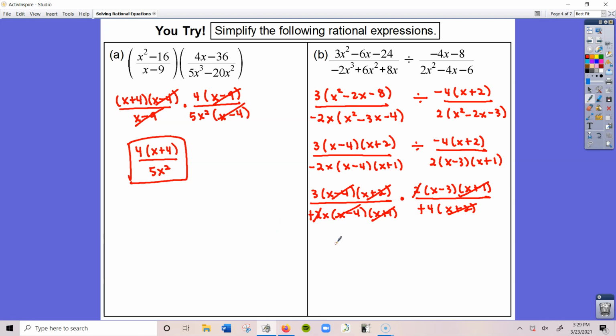So now we write down what's left. In the numerator, all I have is this 3 and then the x minus 3. And in the denominator, I have this x and 4. So x times 4 is 4x. And this would be my final answer.